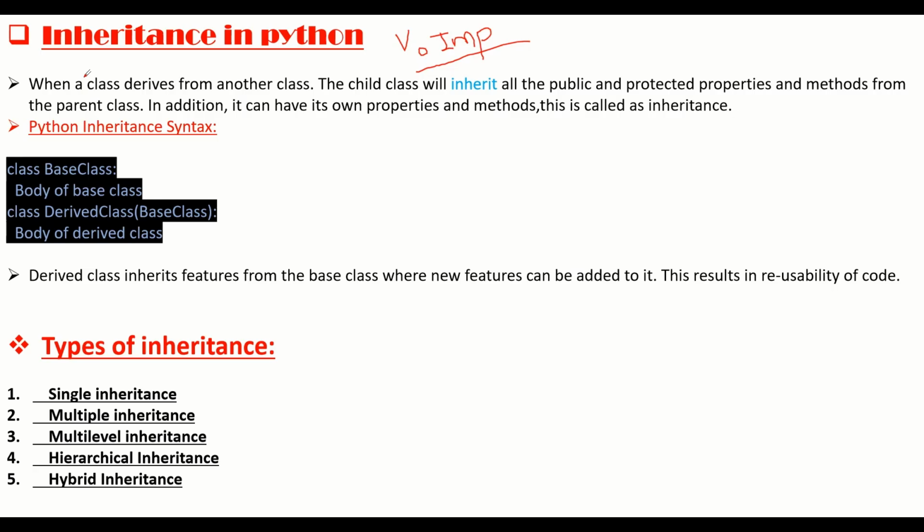So in inheritance, a class derives from another class, and the derived class, called child class, will inherit all the properties and protected properties and methods from the parent class. So this is parent class. So here is the syntax, Python inheritance syntax.